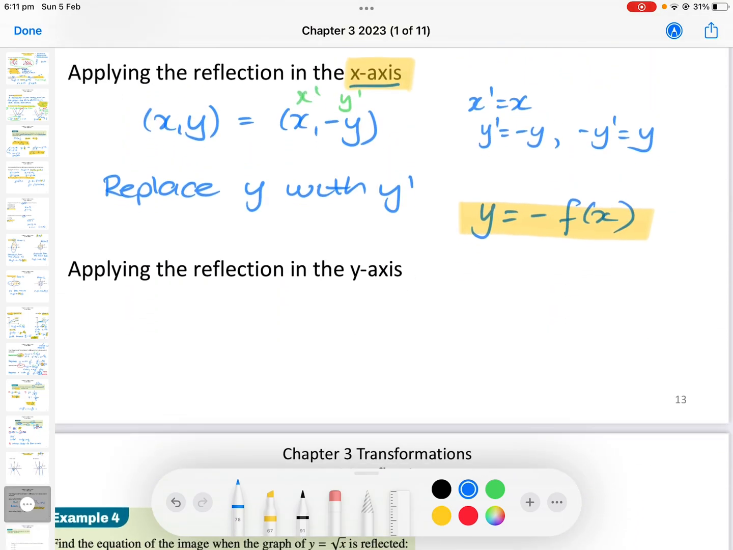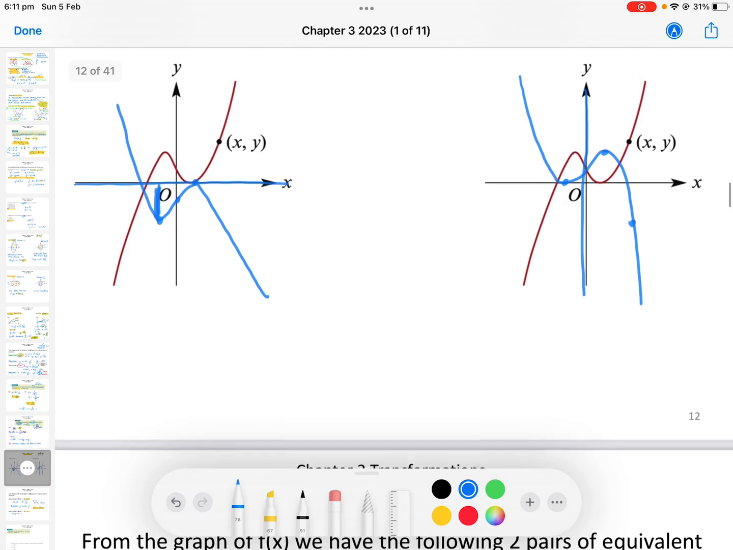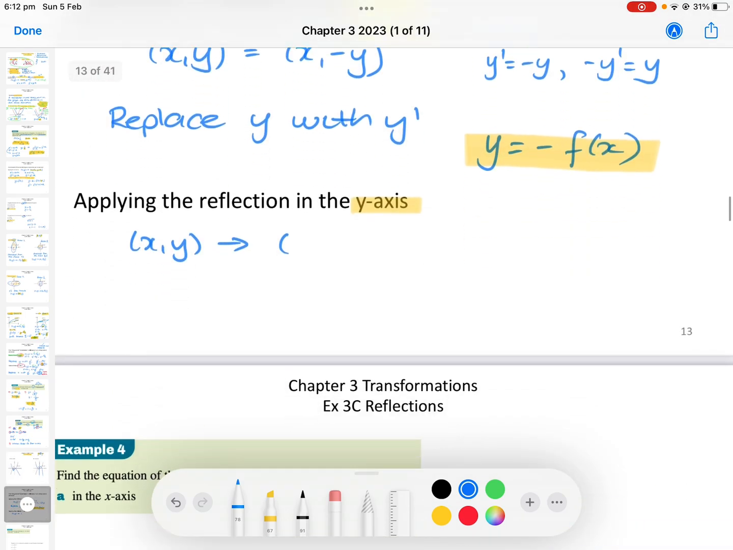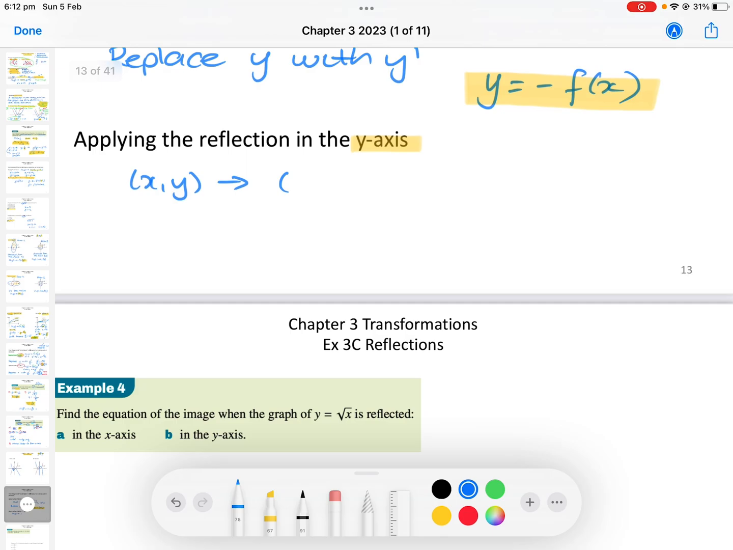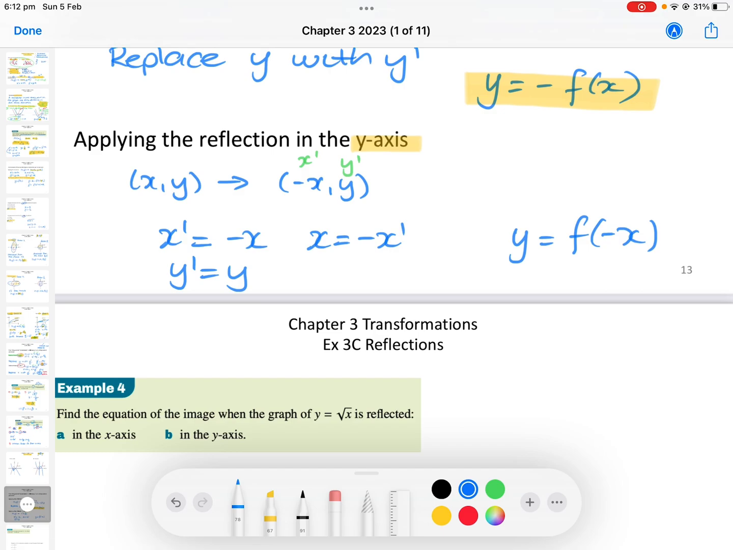So you might think anything from the y-axis, I am anticipating that it will go on the inside, but let's see why. When we reflect in y, the x-coordinate flips over and the y stays the same. So x, y becomes minus x, y. So we get x dashed is minus x, y dashed is y. So we replace x with minus x dashed, and it becomes y equals f of negative x. So anything from y is inside, anything from x is outside.